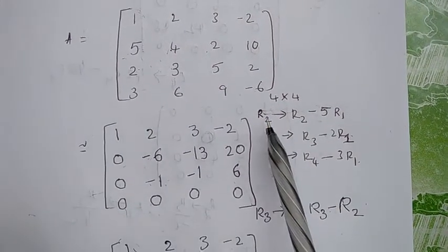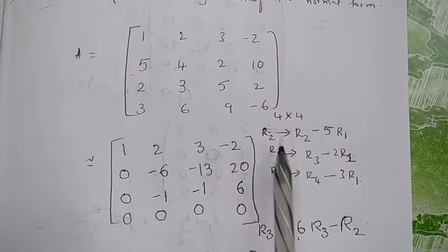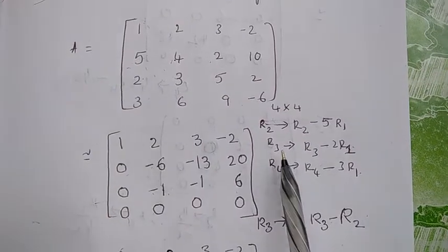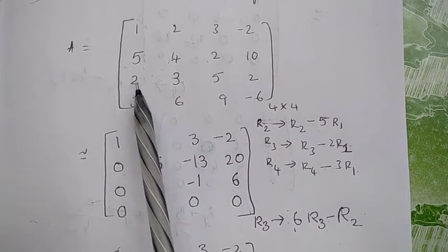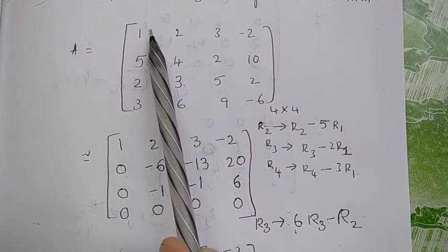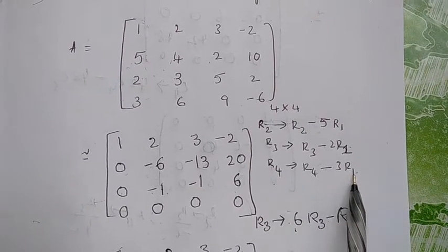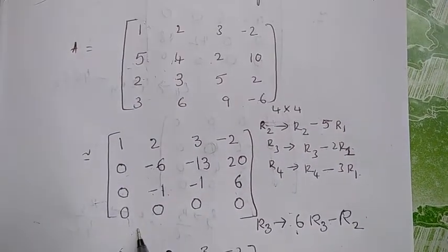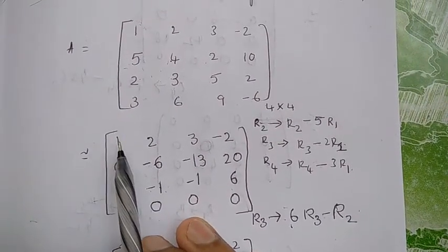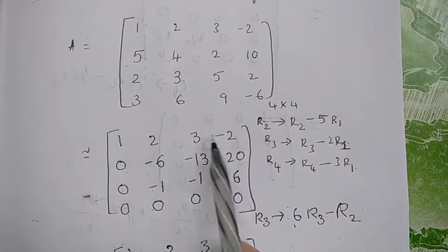For that I use the operation R2 changes to R2 minus 5R1. Now this position will be converted to 0. Next R3 changes to R3 minus 2R1: 2 minus 2 into 1 is 2, 2 minus 2 is 0. Next R4 changes to R4 minus 3R1: 3 minus 3 into 1 is 0. R1 has no changes here, only R2, R3, R4 change. R1 stays the same, so we write the same entries here.